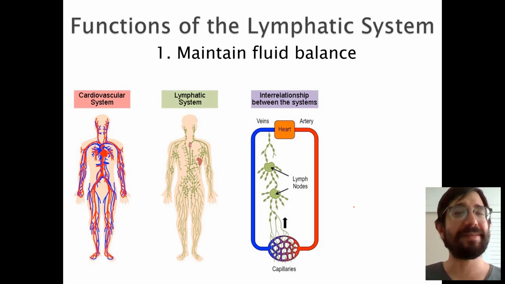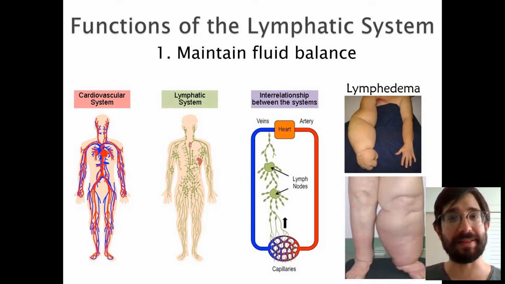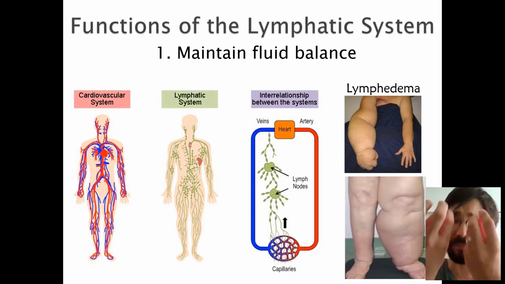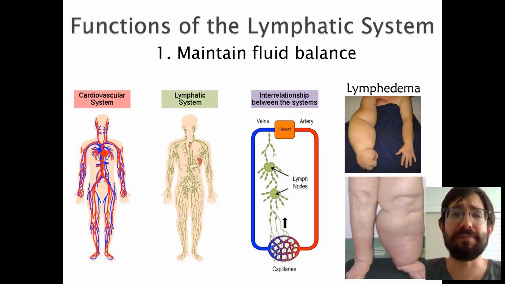But the cardiovascular system is not so good at recollecting that fluid. In a day, about 20 liters of fluid leaks out of your vessels, and only about 17 liters gets pulled back into your vessels. So imagine what would happen in just one day of not having a lymphatic system. You would have 3 liters of fluid that would just be loose in your body and would get pulled down with gravity to wherever gravity brought it. And this is what we call lymphedemas, where this fluid collects where we don't want it to.